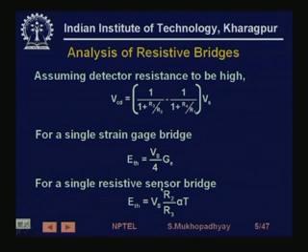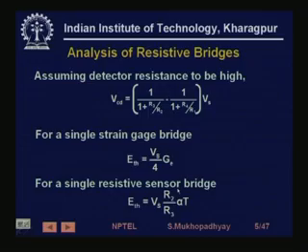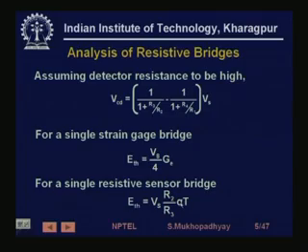Now another sensor which is also used with a Wheatstone's bridge is the resistance temperature detector. If you have a single resistive temperature detector, then we are interested in measuring temperature, and again the delta R value, that is the change in resistance for a given change in temperature, is given by R2 alpha delta T. So you will find that again the output voltage is proportional to the change in temperature. So it measures the temperature.